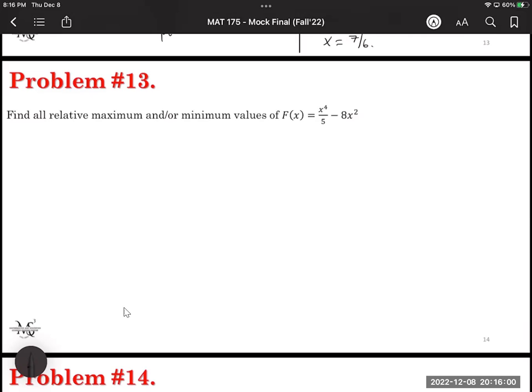There are a couple of different tests that I can use here, right? What are some of the tests that you learned about for finding relative extrema? There were two in particular that you can use. Does anybody remember them?